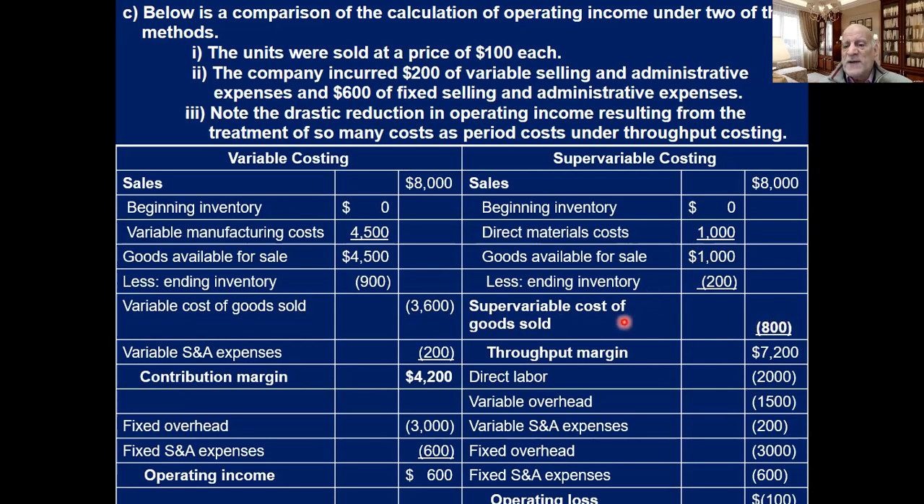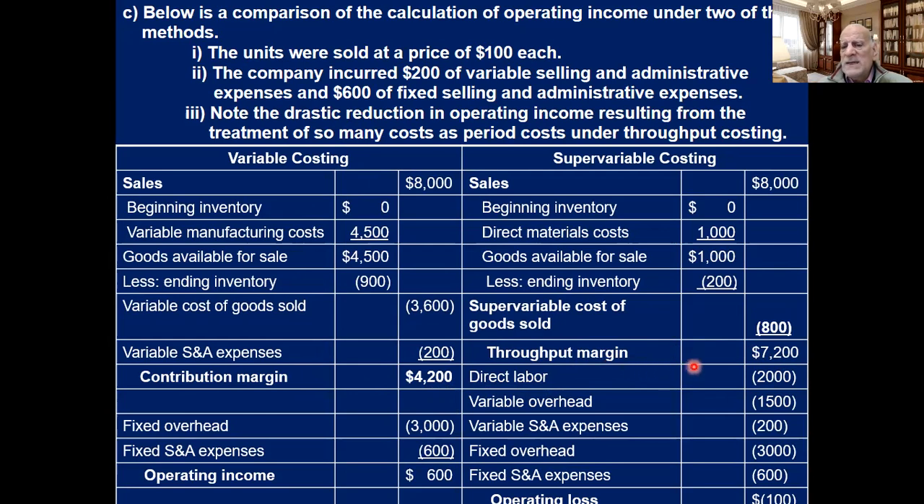Subtracting this super variable cost of goods sold from the sales revenue, we will have the throughput margin. Throughput margin equals 7,200. But notice that the contribution margin under the variable costing was 4,200.